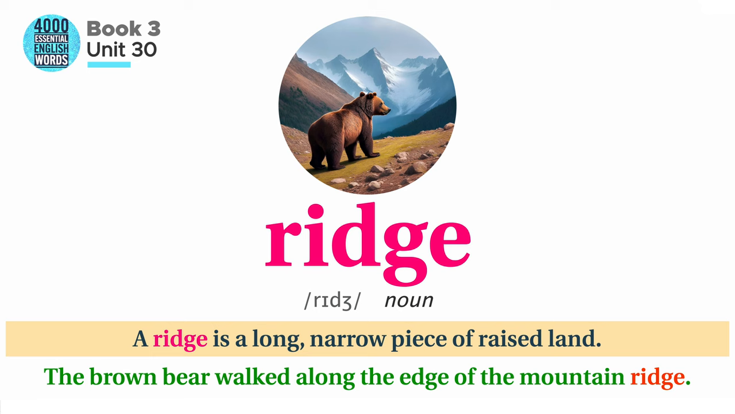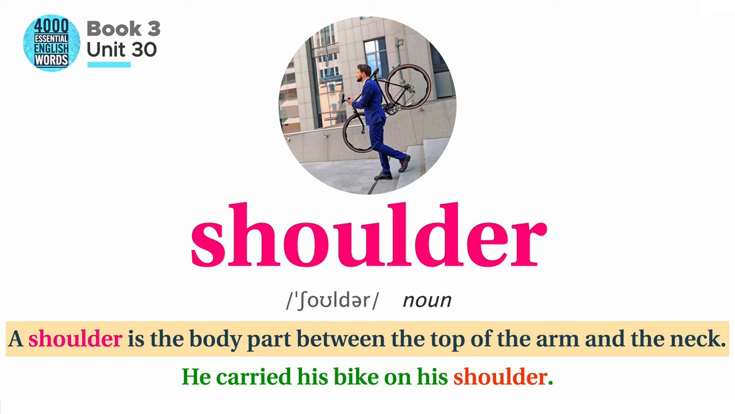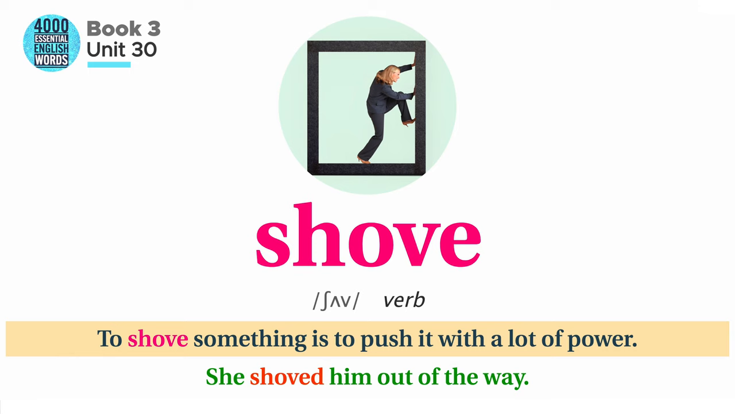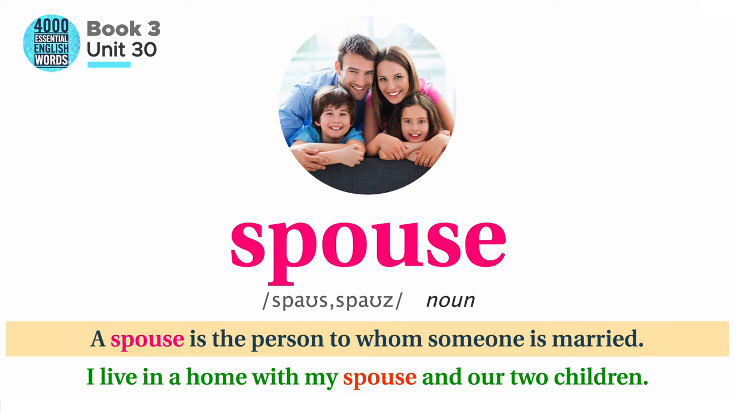Shoulder. A shoulder is the body part between the top of the arm and the neck. He carried his bike on his shoulder. Shove. To shove something is to push it with a lot of power. She shoved him out of the way. Spouse. A spouse is the person to whom someone is married. I live in a home with my spouse and our two children.